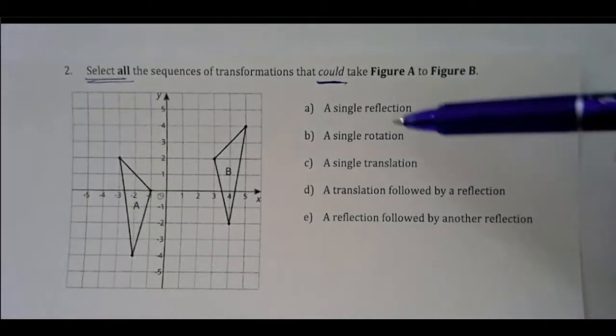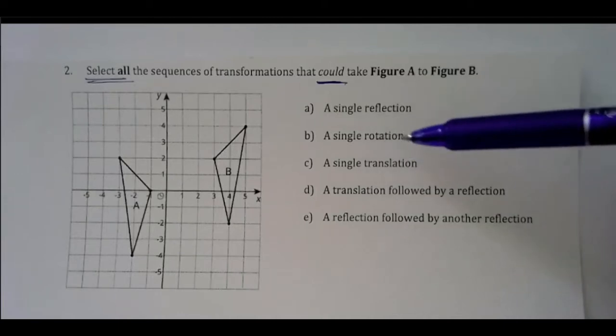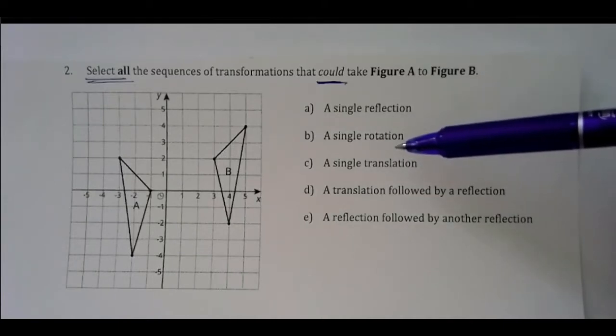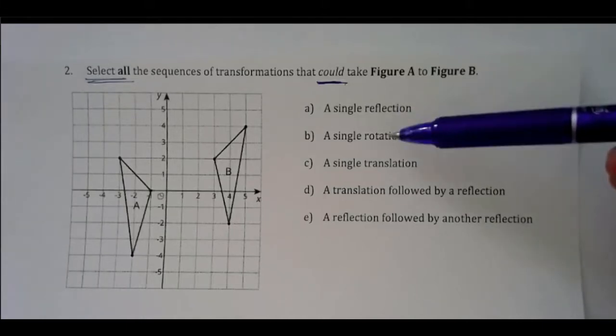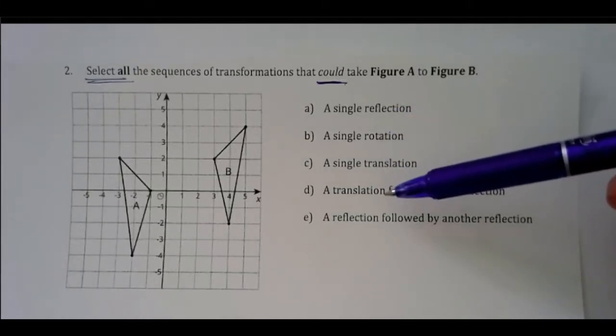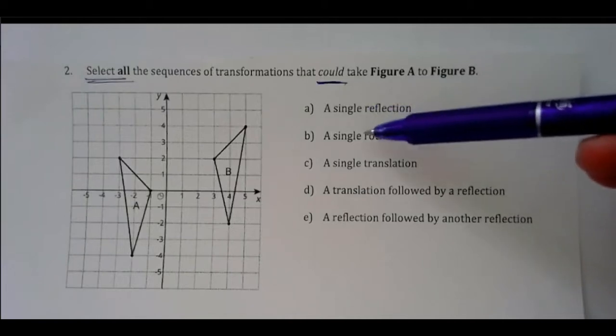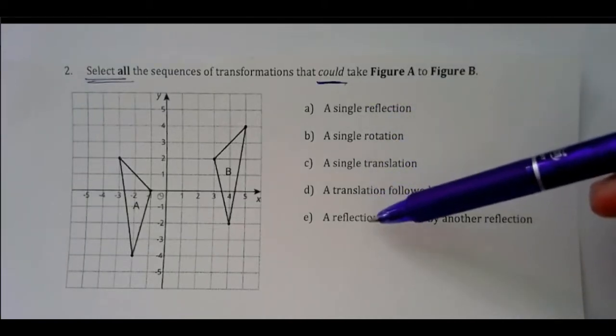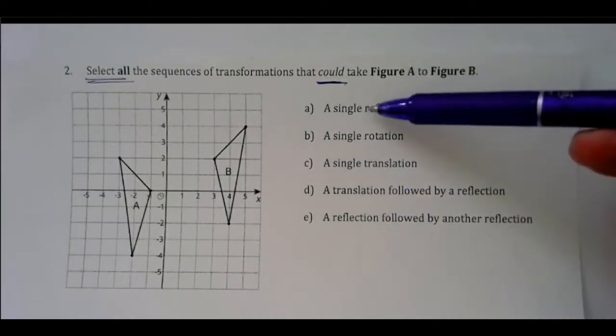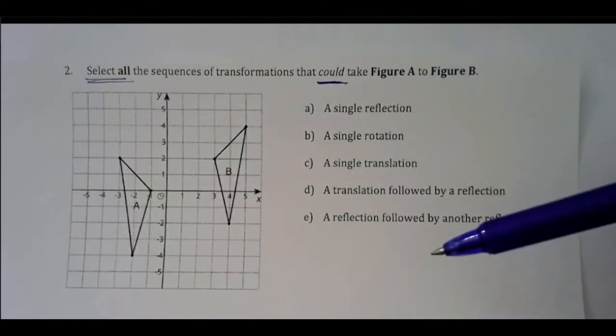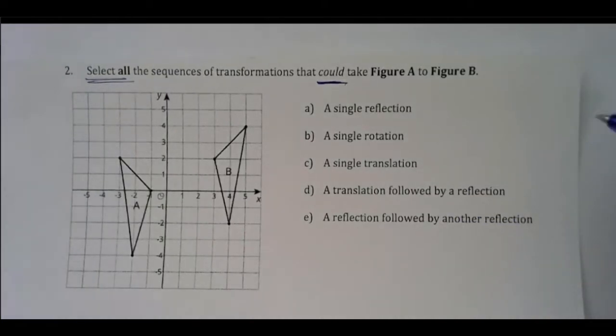We could go through and eliminate some of the choices here, or just go one by one and see if each fit. Okay. I'm going to go one by one just so we can see which options could possibly work. So first is a single reflection. So that means one reflection only. One reflection has to make these pieces match perfectly.